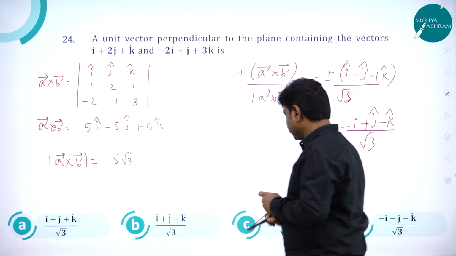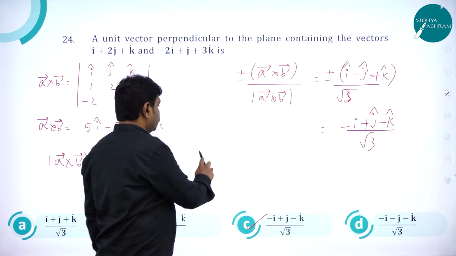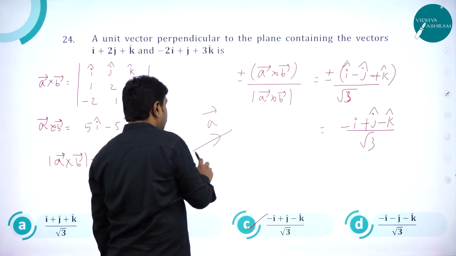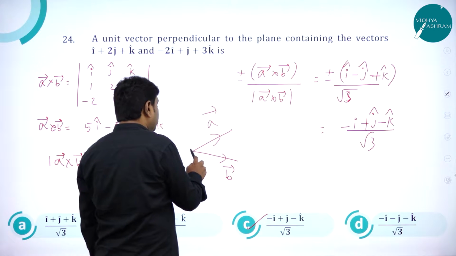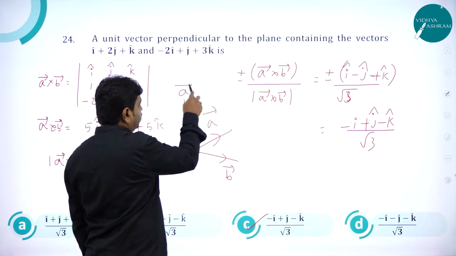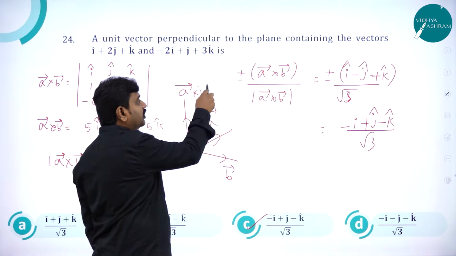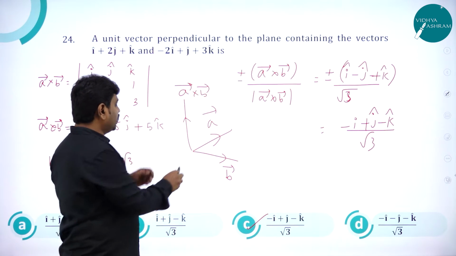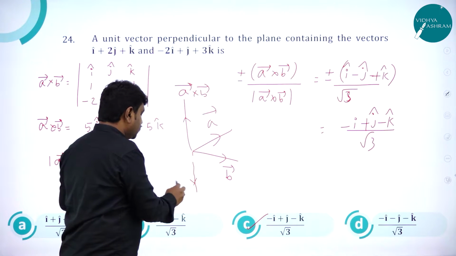Yes, option C. So you know, if we have two vectors, vector A and vector B, a vector perpendicular to both A and B is A cross B. Unit vector means divide by magnitude. This is one, the other one is its negative, minus A cross B.